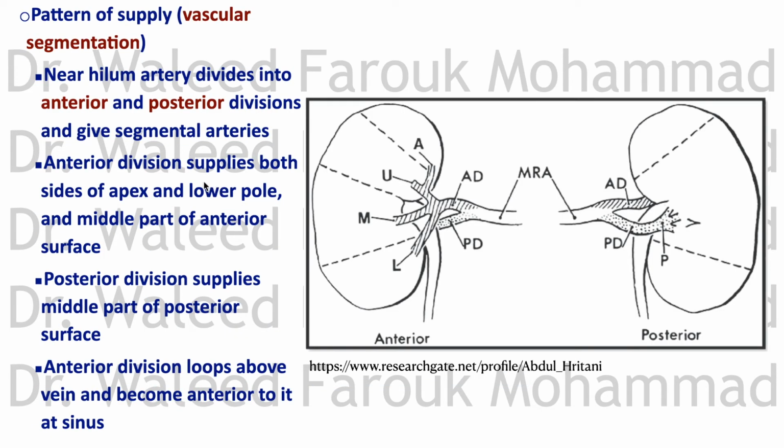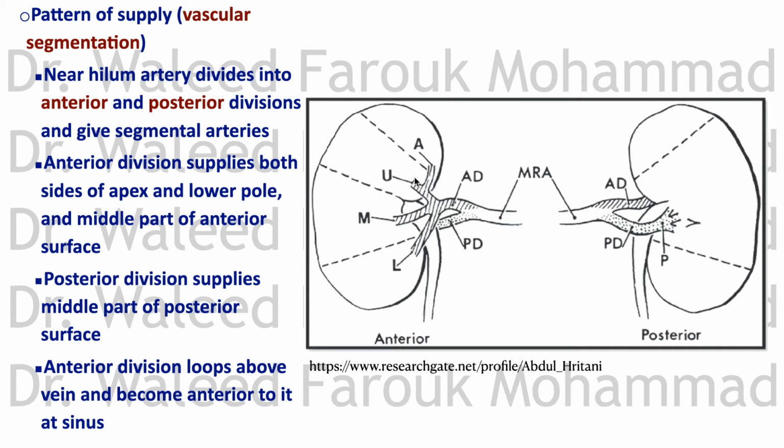The pattern of supply, as I told you before, is that it divides into anterior division and posterior division. The anterior division makes an upward kink and then subdivides to supply both sides of the apex, anterior and posterior parts of the apex, and both sides of the lower pole, the anterior and posterior sides of the lower pole, and only the anterior side of the remainder of the kidney.